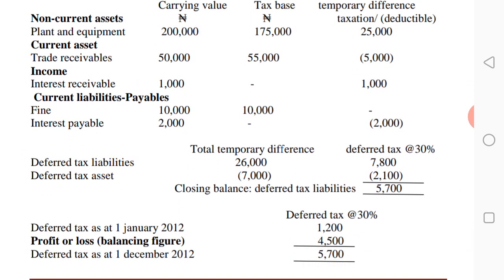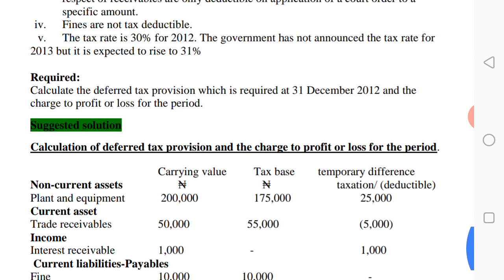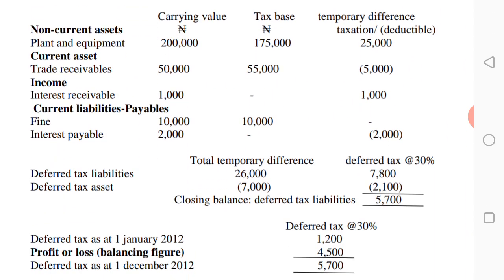For current liabilities, we have fines. It does not warrant a temporary difference, so it's 10,000. The tax base will be nil. While interest payable is what? 2,000 for the carrying amount. The tax base is nil, because the interest payable also warrants a temporary difference.